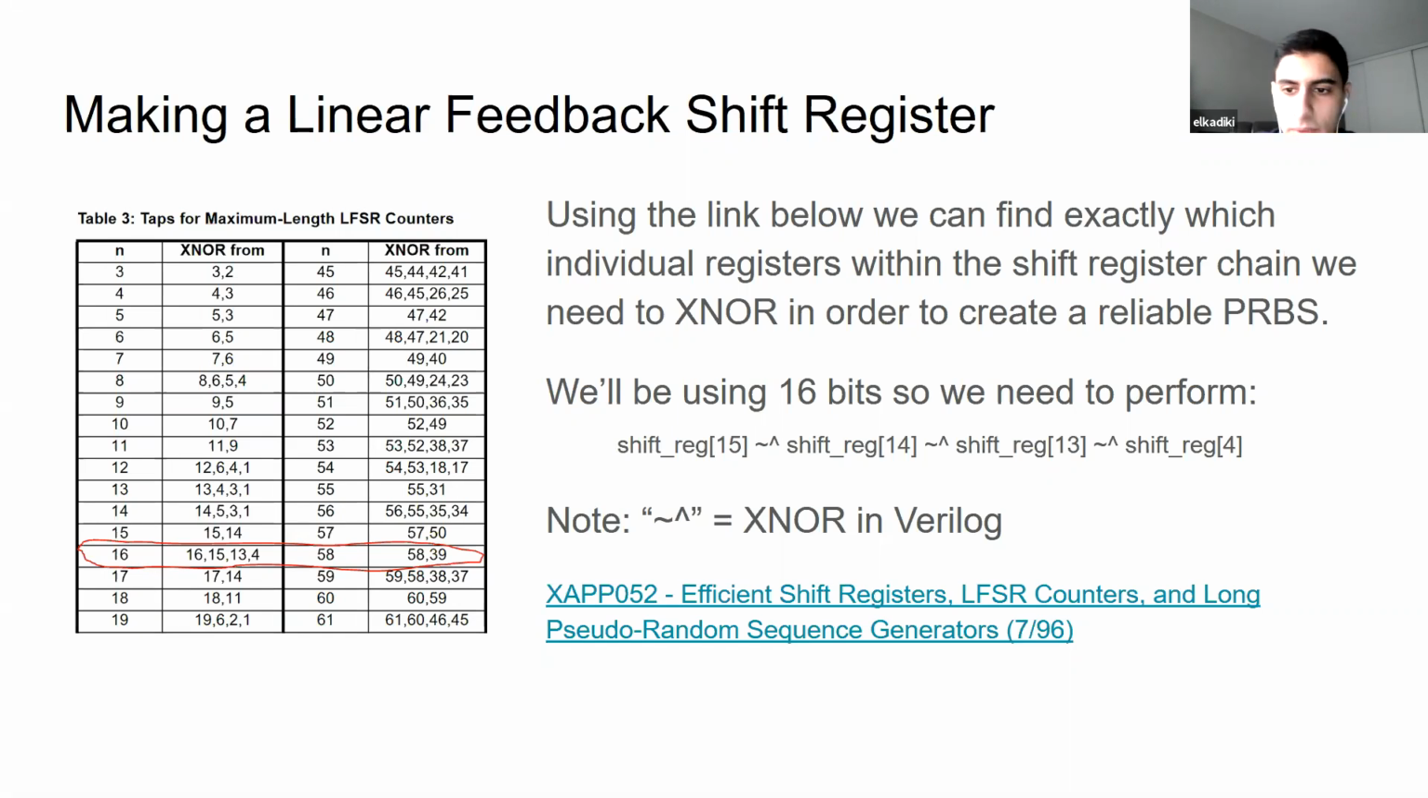You'll notice in this table, we have to XNOR our 16th bit, our 15th bit, our 13th bit, and our 4th bit. And we want to shift that output to the first bit. So at any given time, we're XNORing those bits, getting the value of it, computing it, and then putting it back to the beginning. It's kind of like we're taking something and shifting it to the front. And this keeps going on and on and on.